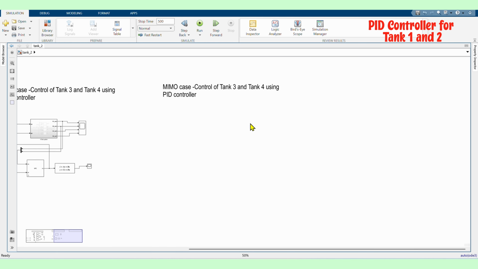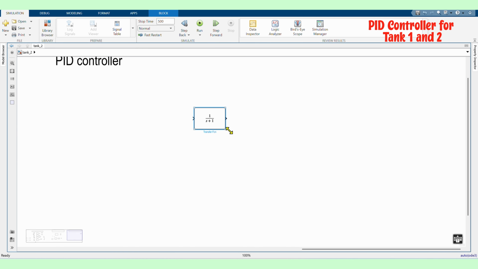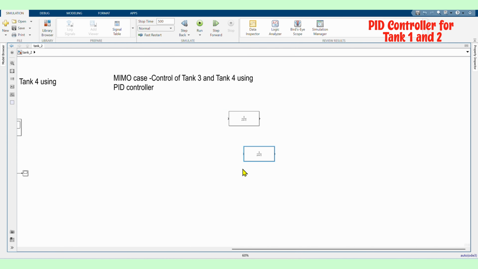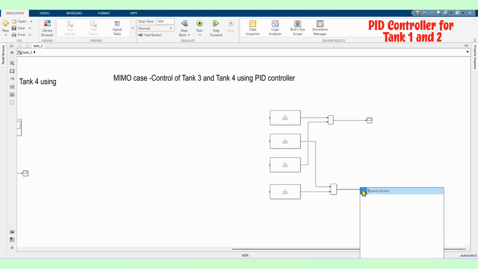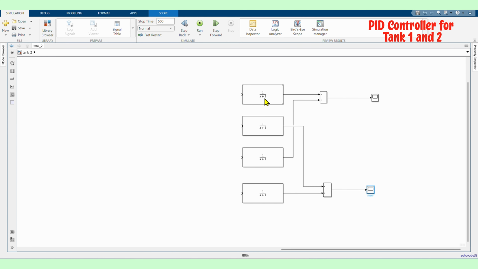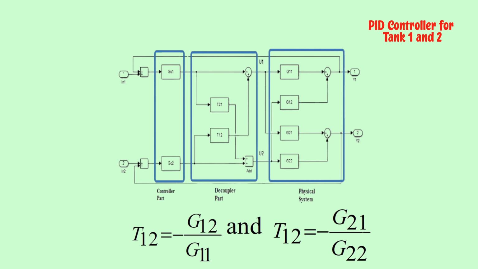A PID controller can also be designed to regulate the water levels in tank 1 and tank 2. Since this is a multi-input, multi-output system, it needs to be converted into a single-input, single-output form for easier control. To achieve this, a decoupling control scheme is applied. This involves calculating and integrating a decoupler into the system as illustrated in the figure.